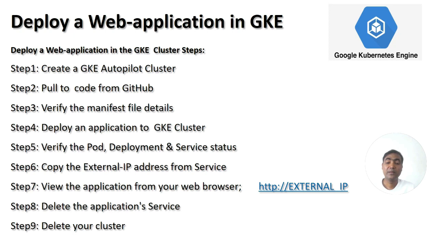You can launch a new Chrome web browser, then paste your external IP. Then automatically you can view your web application, and I'll show you all the steps inside the lab so that you can easily understand it. And in similar ways, guys, you can create it. After that, you can delete your application service as well as your cluster so that you can avoid GCP billing charges. I'll show you all the details in the lab, guys.